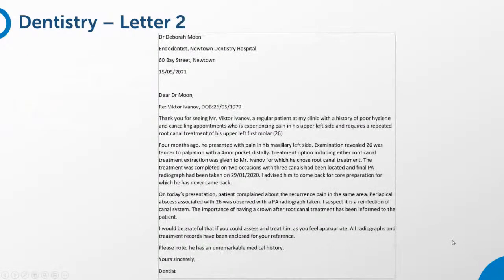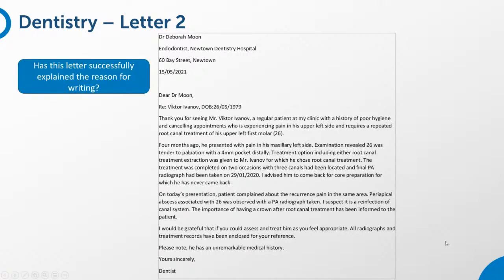So let's look at a second dentistry letter. This one was submitted by Dro. And again, I'm going to give you a couple of minutes just to read through the letter and then comment in the chat about whether you think this letter successfully explains the reason for writing. Think about how it compares to the letter that you just saw from Ali, how it compares to the writing task, and then let me know whether you think it successfully explains the reason for writing to the reader.